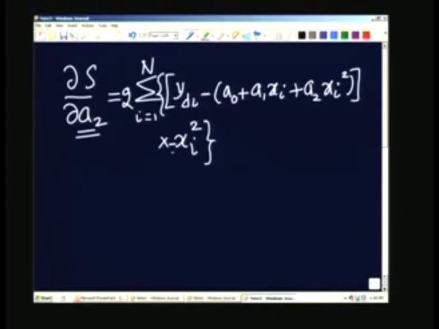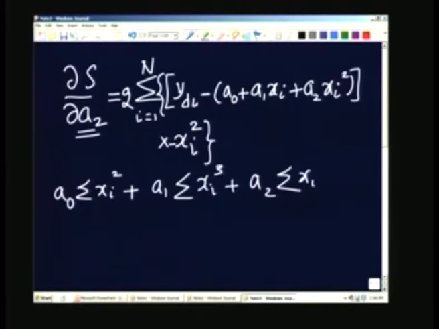So, you see that now if I rewrite in a simple slightly different form as is clear to us from our earlier treatment, you will have a naught sigma xi squared from here to here, the product of these two, plus a1 sigma xi cube plus a2 sigma xi to the power of 4, this is equal to sigma y data i multiplied by xi squared.